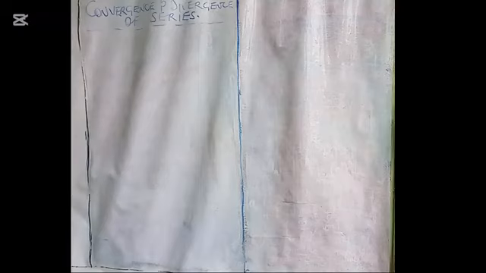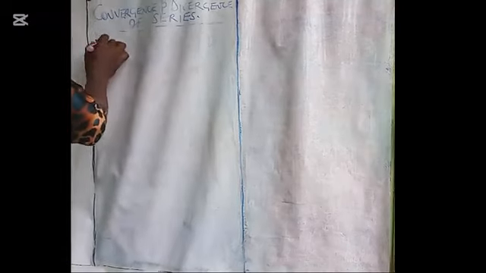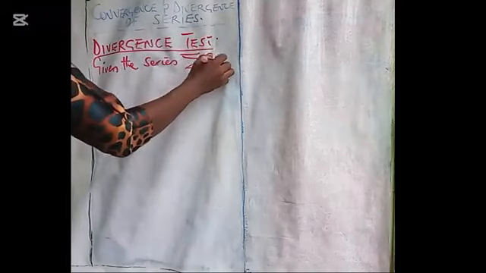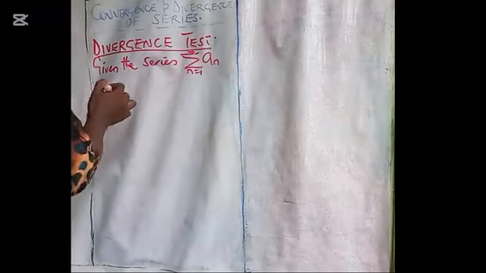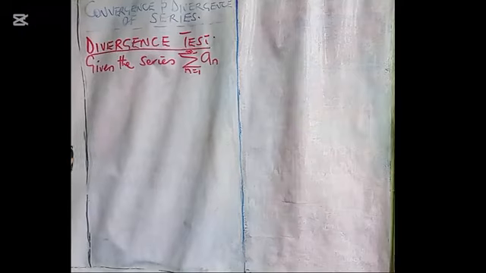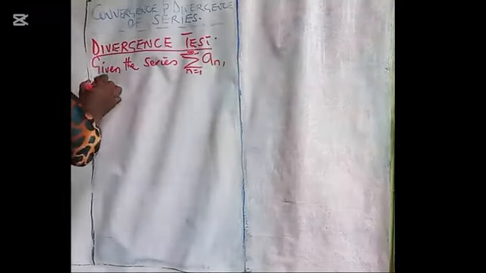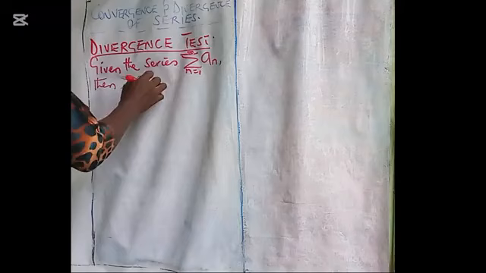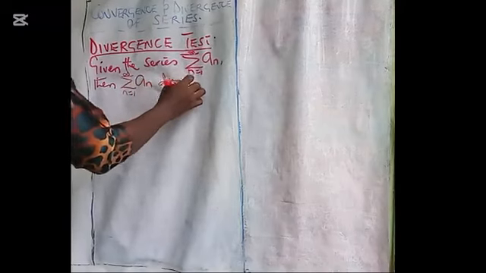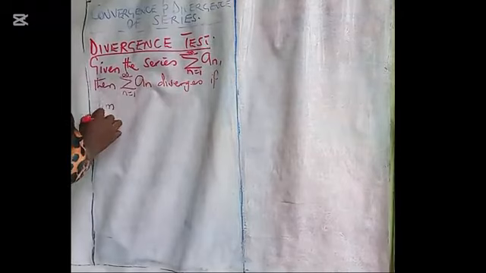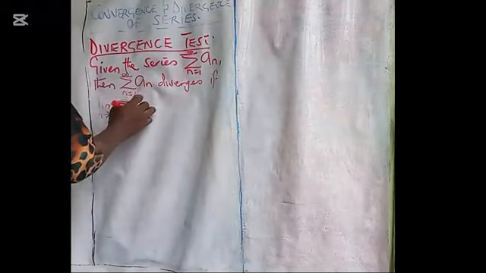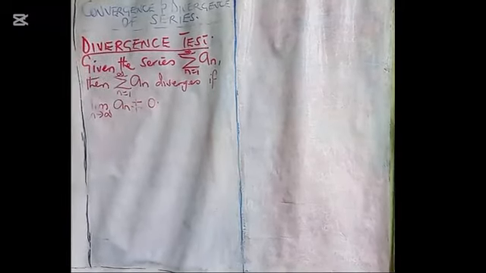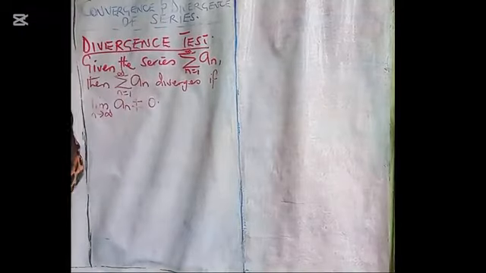The first one is what we call the divergence test. Given the series summation a sub n as n moves from 1 to infinity, then summation a sub n diverges if the limit as n tends to infinity of a sub n is not equal to 0. If the limit is not equal to 0, then the series diverges.